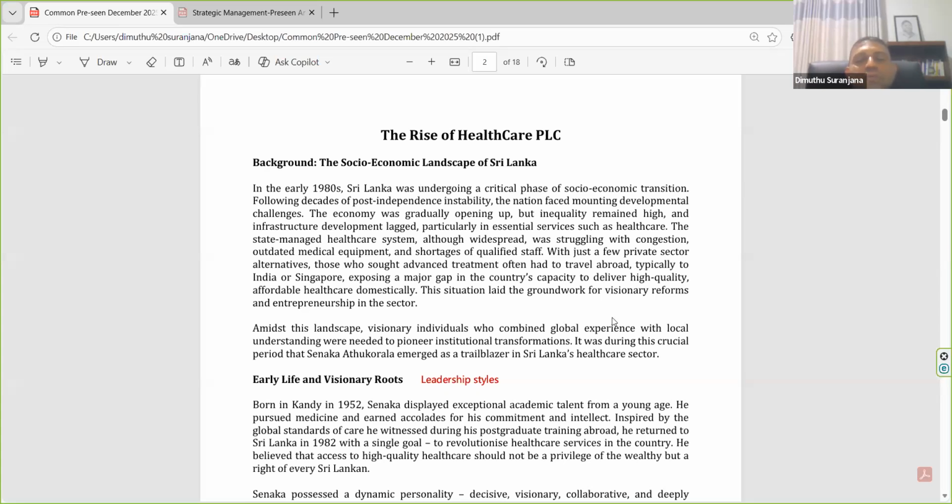The situation laid the groundwork for visionary reform and entrepreneurship in the sector. Amid this landscape, visionary individuals who combine global experience with local understanding were needed to drive institutional transformation. During this crucial period, a figure emerged as a trailblazer in Sri Lanka's healthcare sector. Trailblazer means the pioneer, the main contributor, right? So you can identify the first key figure, that is Sena Katupotha. He became the trailblazer in Sri Lanka's healthcare sector.